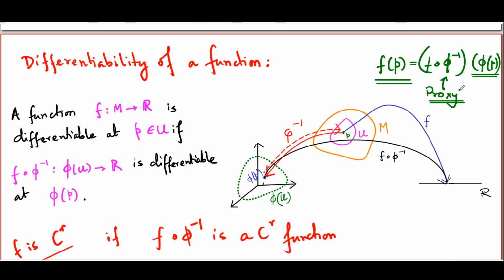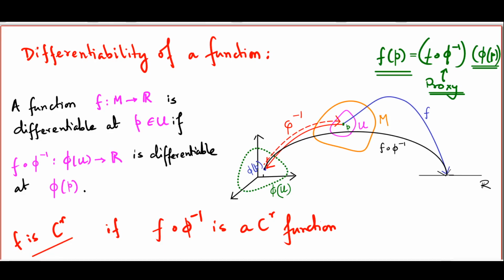And when do we say the function f is differentiable at the point P? We actually look at the proxy function f composite phi inverse. If that is differentiable at the point phi of P using the standard notion of multivariable calculus, then we say the function f is differentiable. In fact, if f composite phi inverse is a C^R function, that is, it has derivatives up to order R, which are also continuous, then you say the function f defined on the manifold is also a C^R function.